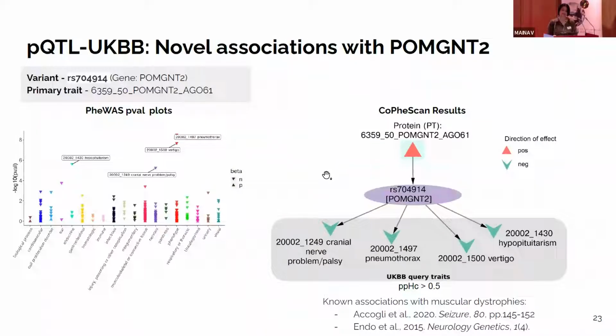Next, we identified a novel association with the POMGNT2 protein. The POMGNT2 protein is involved in the glycosylation of alpha-dystroglycan, which is required for maintaining the stability of the muscle cell membranes. And so some variants of POMGNT2 are known to be associated with muscular dystrophy. In our analysis, we were able to identify some novel associations with cranial nerve palsy, pneumothorax, vertigo, and hypopituitarism. So this is something we'll be investigating further.